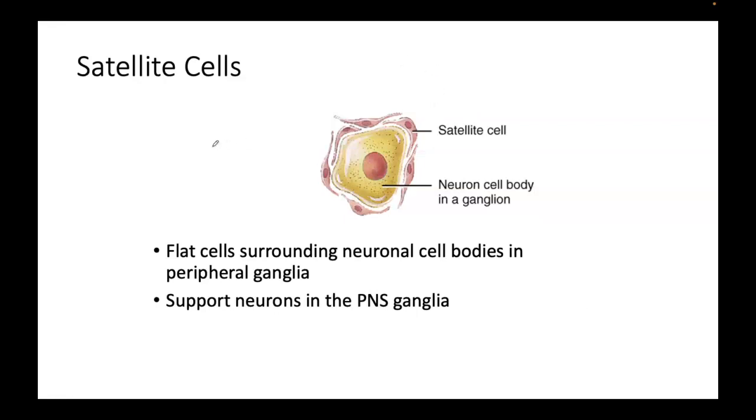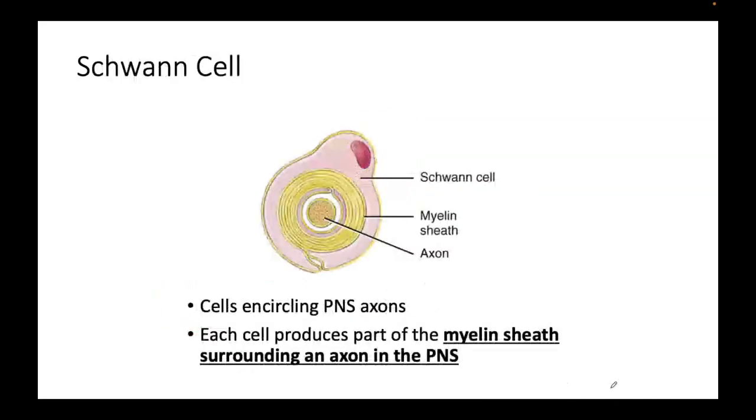Satellite cells, not too much important stuff there. They are just supporting neurons. That's really all they are. They're supporting neurons of the PNS. Okay, and the other important cell of the PNS is the Schwann cell. Again, much like the oligodendrocyte, the Schwann cell produces myelin in the PNS, the oligodendrocyte produces myelin in the CNS.